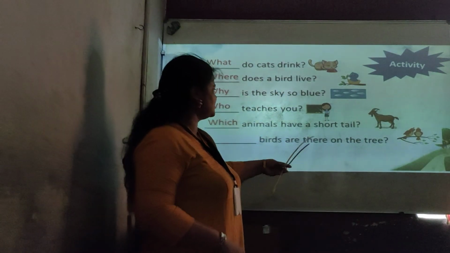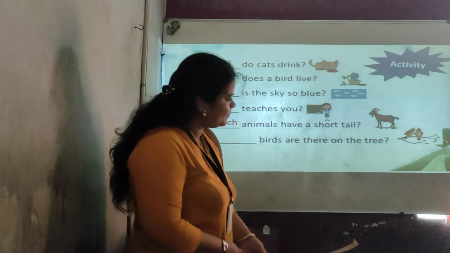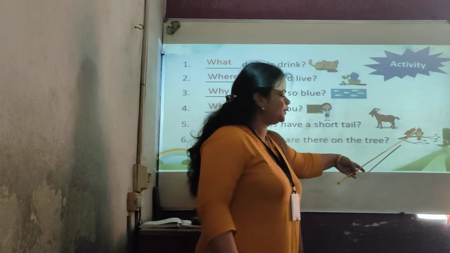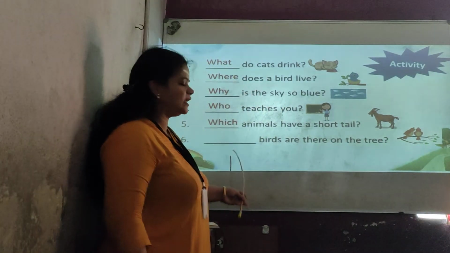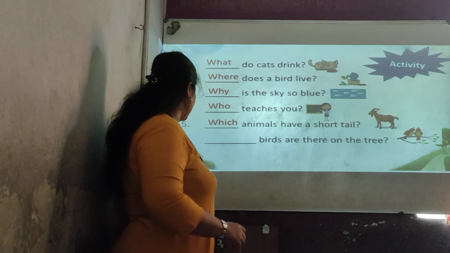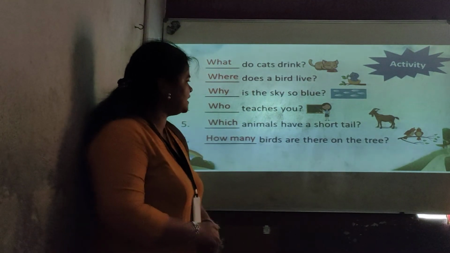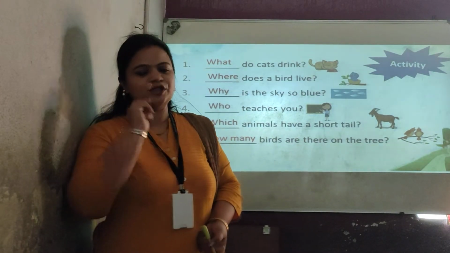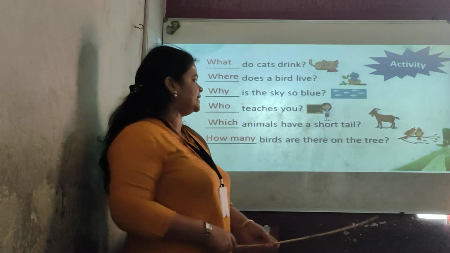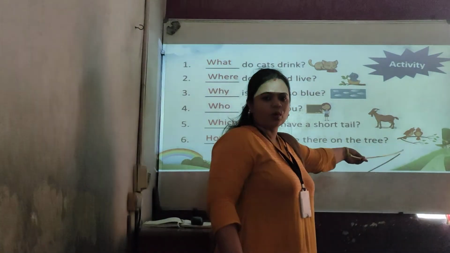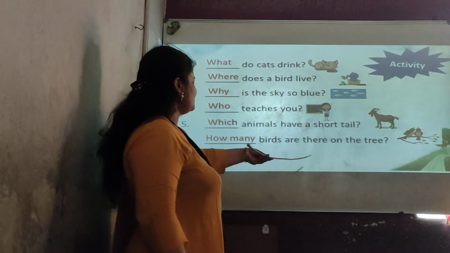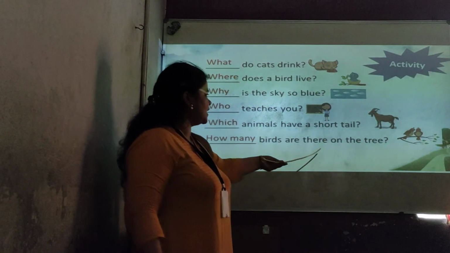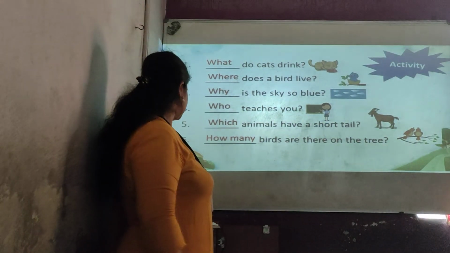Dash birds are there on the tree. Now tell me, here 1 and 2 birds. Now I have counted 2 birds. So which question word will come here? Yes, very good. How many? How many birds are there on the tree? How many is used to ask about the countable things. Here we can count birds, 1 and 2. That's why we frame the question sentence by using a special word. How many birds are there on the tree? We'll see the next one.